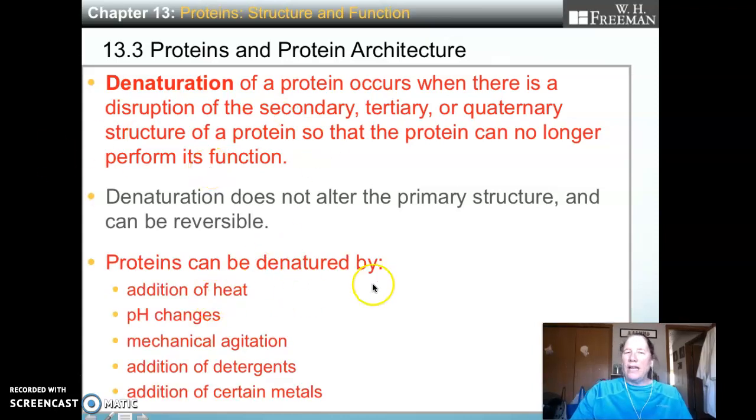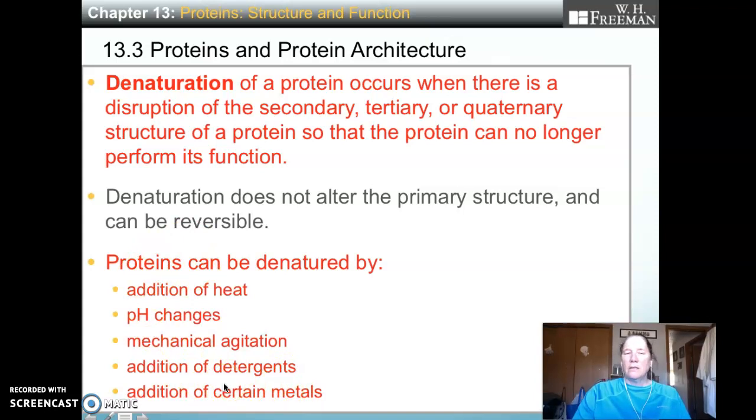The way you denature proteins, the easiest way, like I said, is to add heat. pH changes, really a high pH or low pH, will change it. If you mechanically agitate it, in other words, if you shake it around a lot, you could break up those bonds. If you add detergents, detergents will mess with the bonds. And if you add certain metals, these can be part of medicinal things too, drugs. They can mess with the function of the proteins, good or bad.